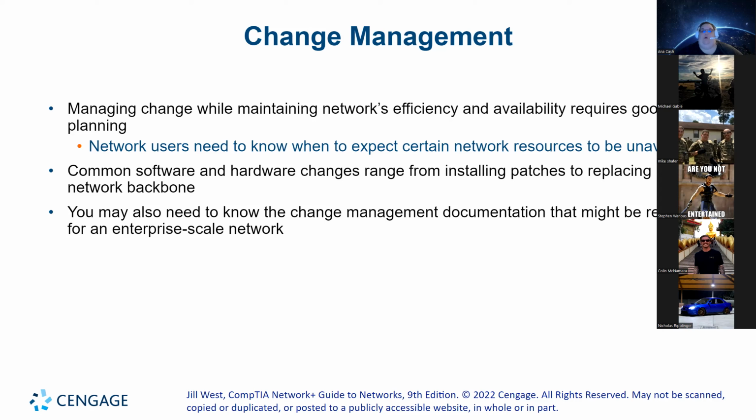Network users need to know when to expect certain network resources to be unavailable. That's why you get those emails from your bank or some other place saying the server will be down from 9 p.m. on Wednesday to whatever. They're usually for server maintenance windows. Common software and hardware changes range from installing patches to replacing your network backbone.